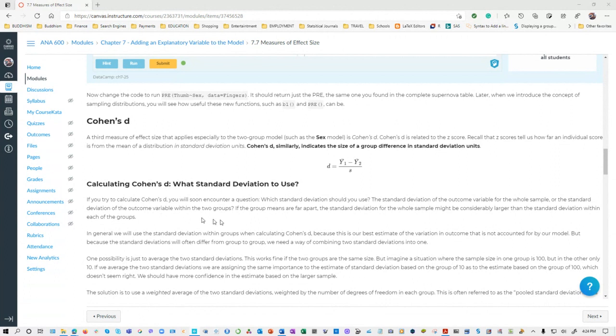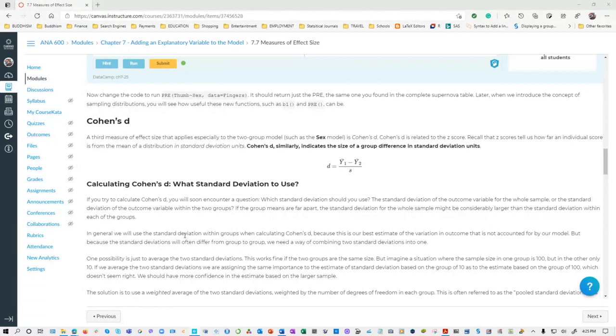In general, we will use the standard deviation within groups when calculating coherence D, because this is the best estimate of the variation in outcome that is not accounted for by our model.